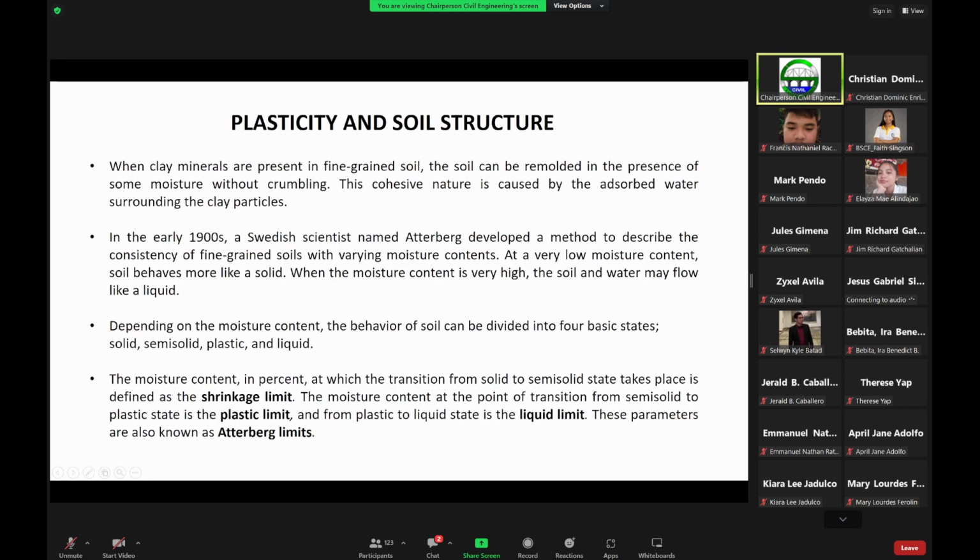Okay, so I think last time we discussed grain size analysis, the grain size distribution curve. And then we also discussed the unit weight volume relationships. So I think this time we'll try to discuss plasticity and soil structure.